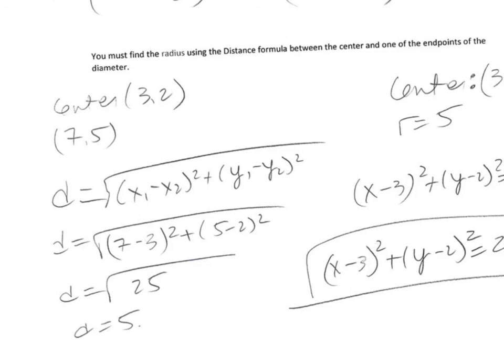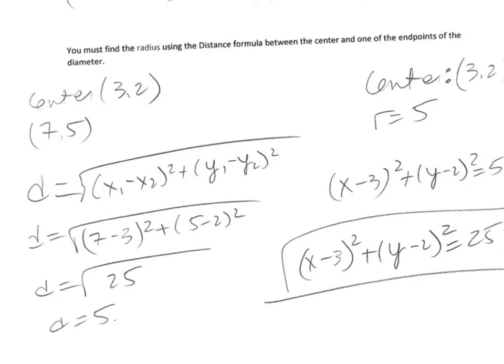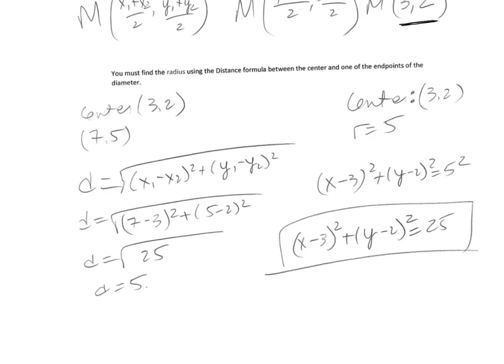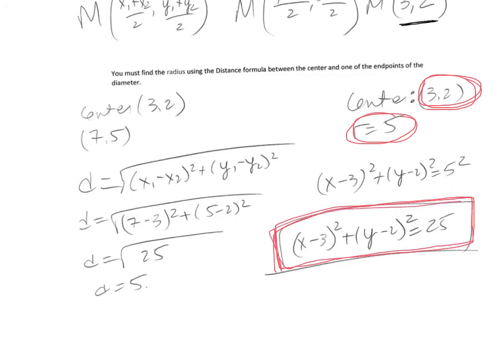Please copy that. And then, to write the equation of the circle, we are now going to use the new information that we just found, which is the fact that the center is (3, 2). We found that from the midpoint formula. And the radius is 5. We found that from the distance formula. And we go into the equation. So here's my final answer. (x minus 3) squared plus (y minus 2) squared equals 25.